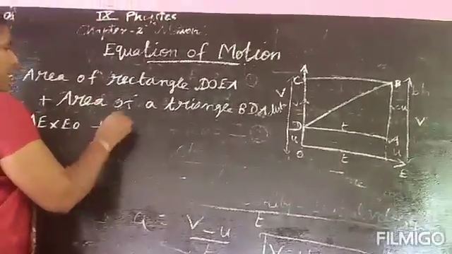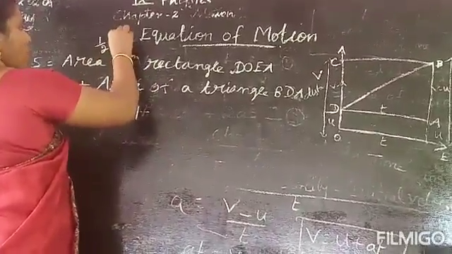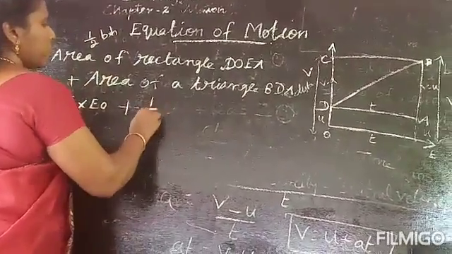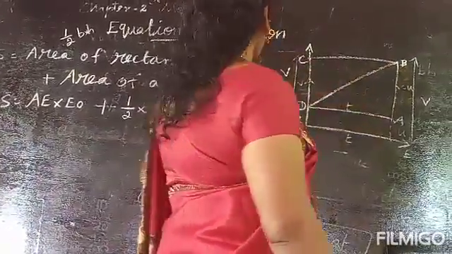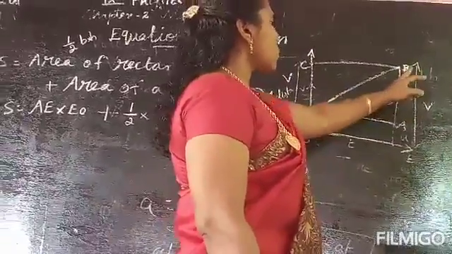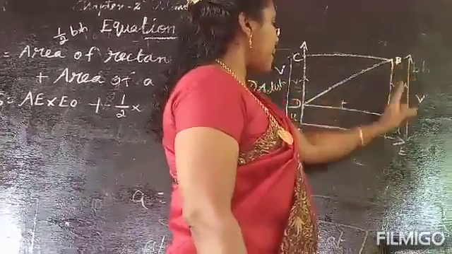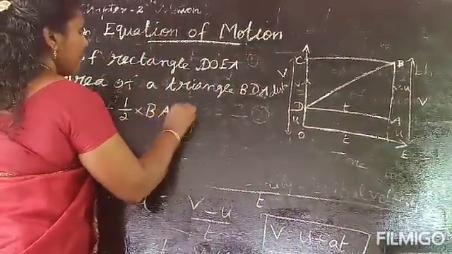Then plus the area of a triangle, formula half BH. So 1 by 2 into breadth into height. BH means breadth, height means height. So we can take BA into AD.